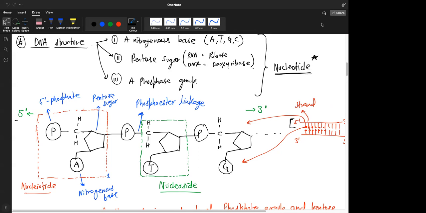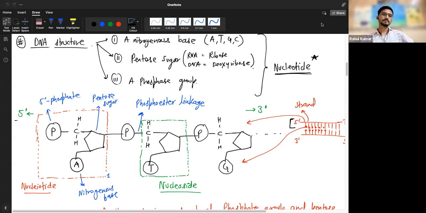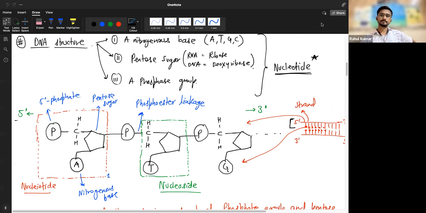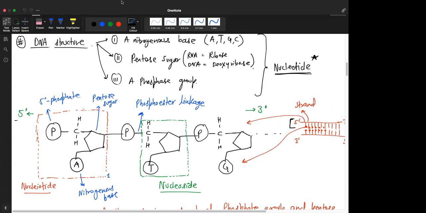So we started with DNA structures. We did the nitrogenous base, and then how the RNA and DNA are formed. DNA is a nucleic acid, deoxyribose nucleic acid. And third, we did the phosphate group, how the DNA is formed, the structure of the DNA.